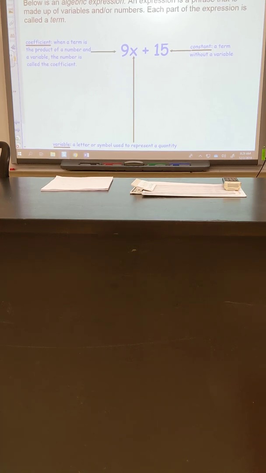A constant is just a number that does not have a variable. In this case, the constant is positive 15. If there was a minus sign there, the constant would be negative 15. A variable is a letter or symbol used to represent a quantity. So before you go to the next slide, pause it and get the notes copied down.